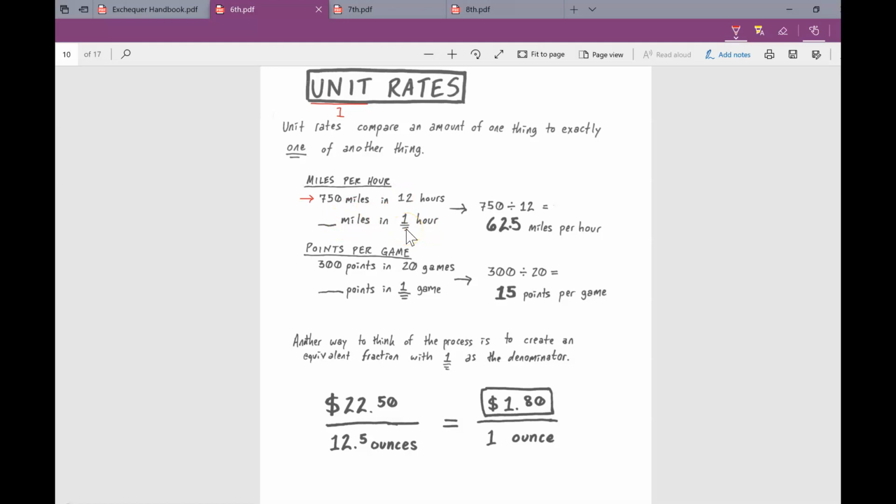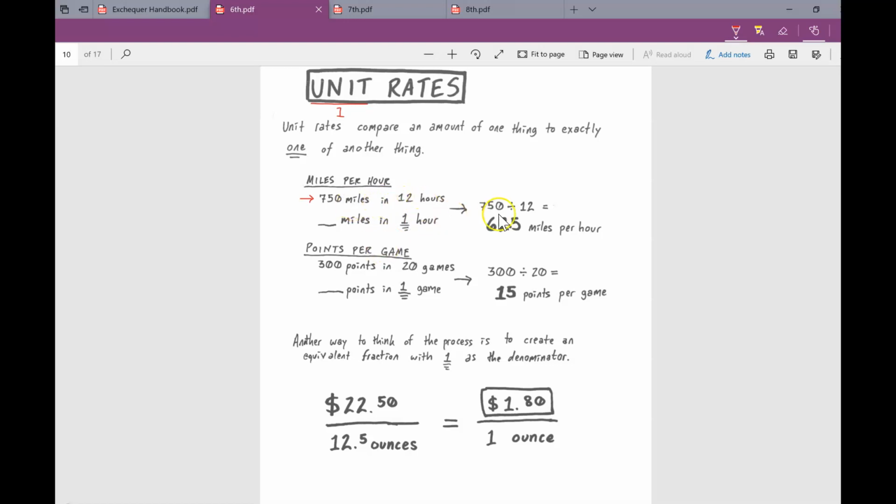And this is how speed limits are set on roads. 65 miles per hour is an indication that the authorities expect you to travel at a speed which would get you 65 miles in 1 hour of time. That's what miles per hour is.